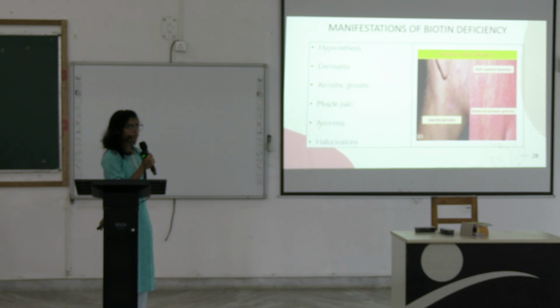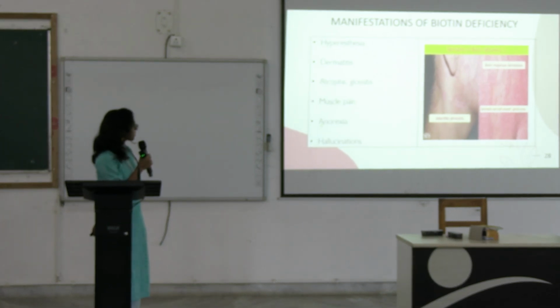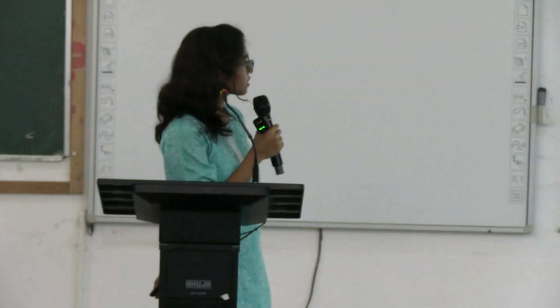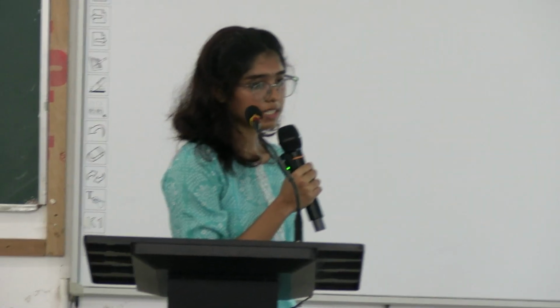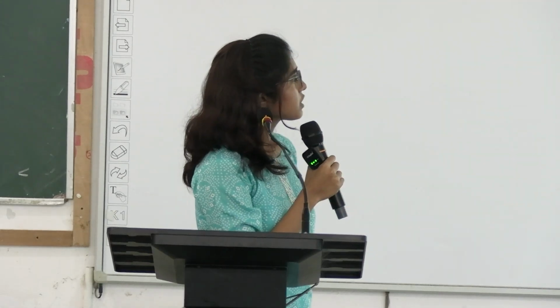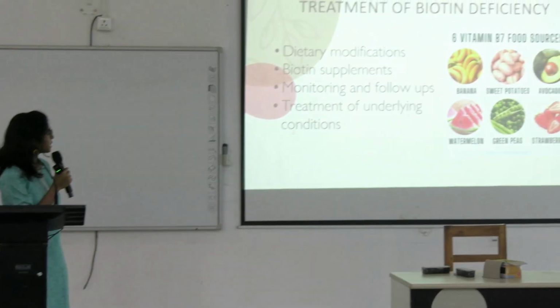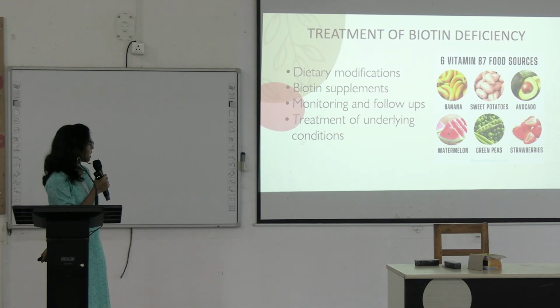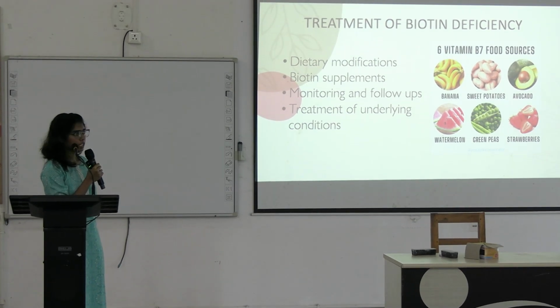What is hyperesthesia? Sir, hyperesthesia is increased sensitivity in extremities. Along with hyperesthesia, we can see dermatitis, atrophic glossitis, muscle pain, anorexia, and hallucinations. A characteristic feature of biotin deficiency is hair loss. Biotin deficiency can be treated with increased supplementation of biotin-rich food and also injection of 100 to 300 mg of biotin.